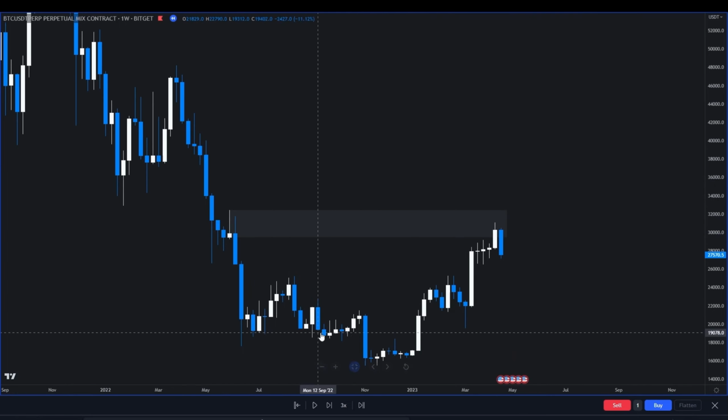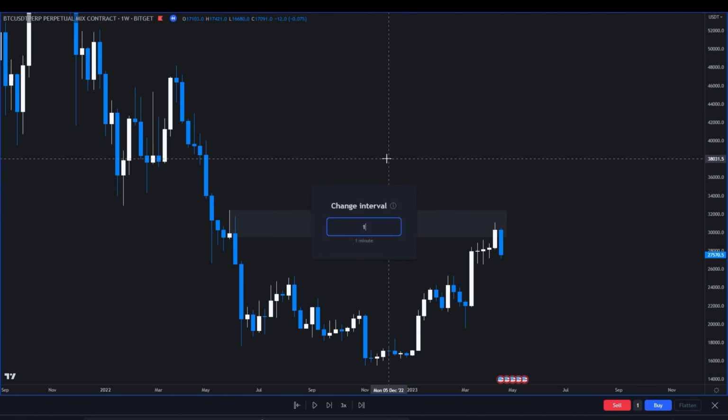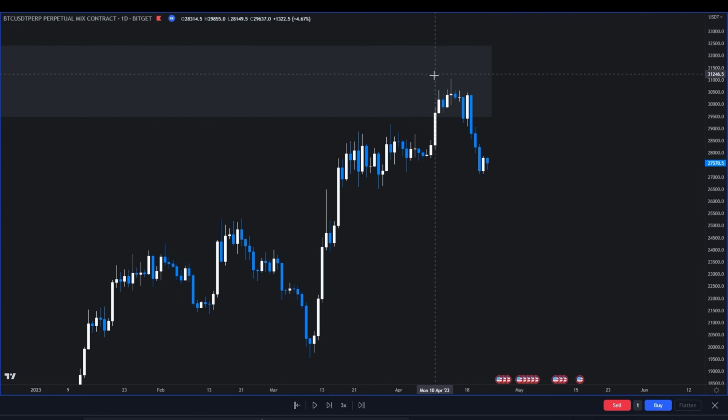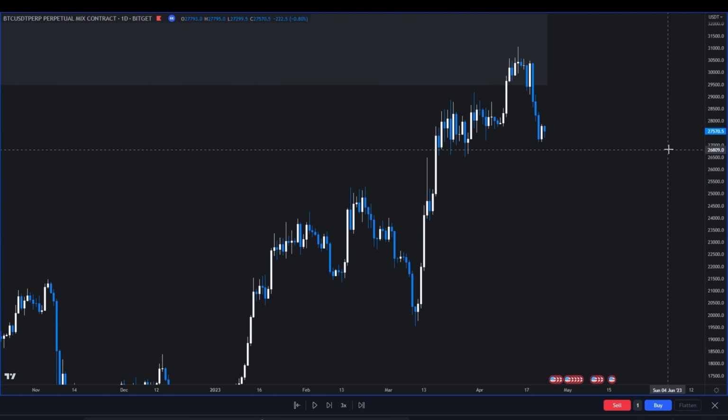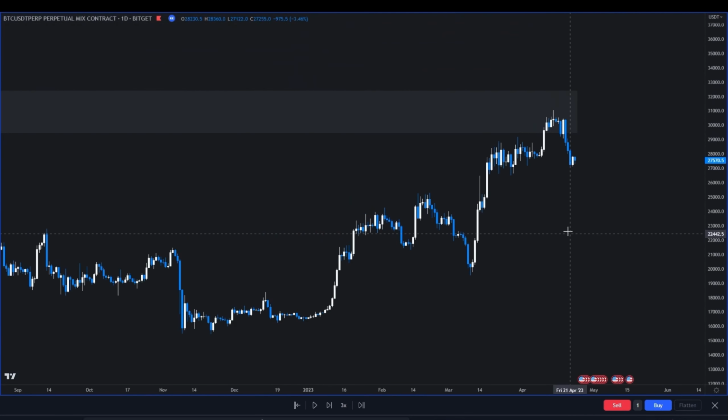So after the weekly, we go to daily. In TradingView, you can use a shortcut. You just type 1D to go to the daily time frame. So this is the weekly supply I was talking about, right? So in the daily, what was I seeing? Let's zoom out a little bit, right? What do we see here?